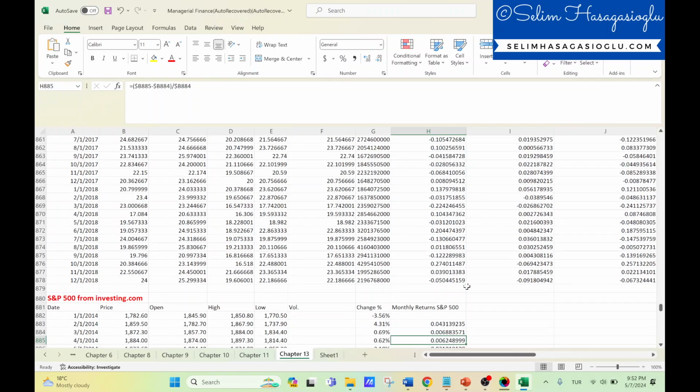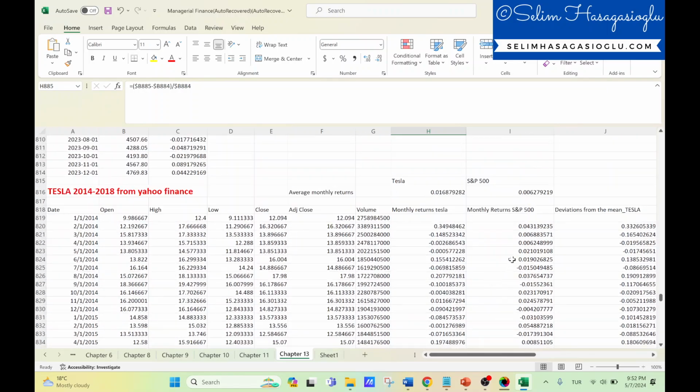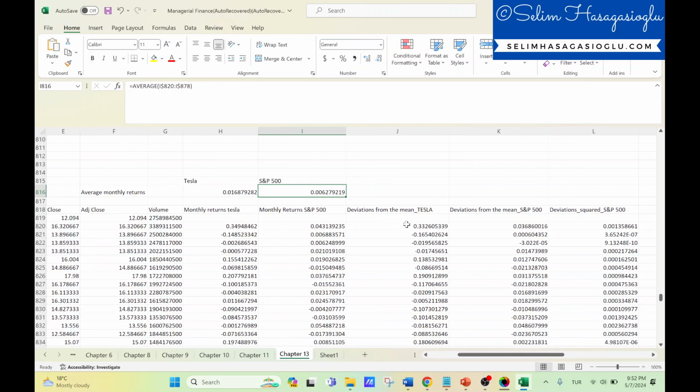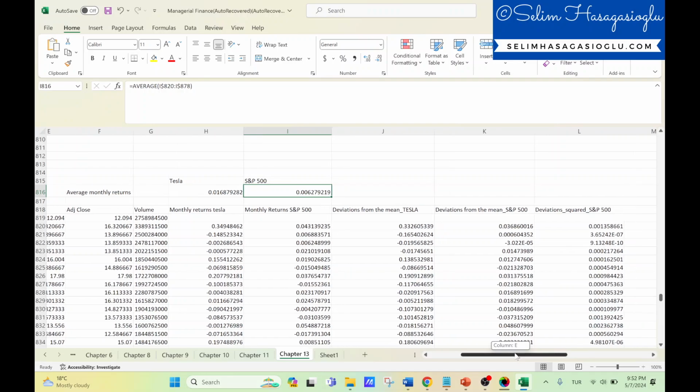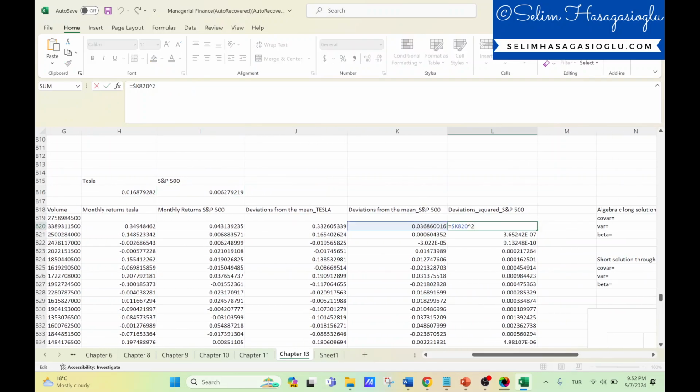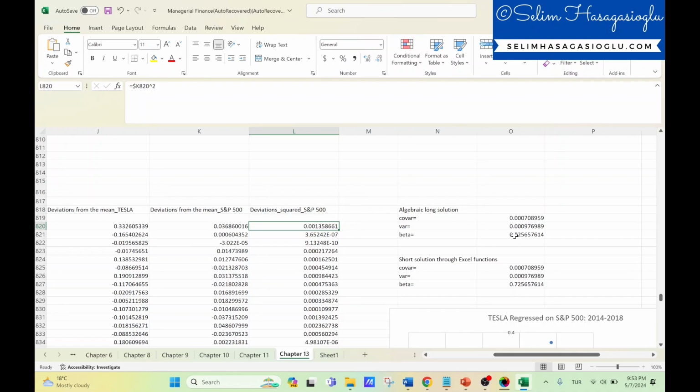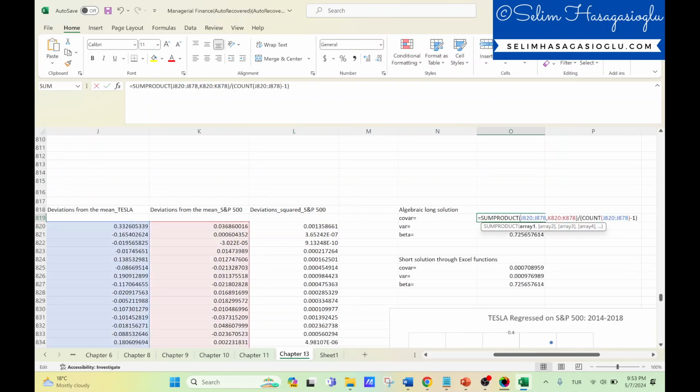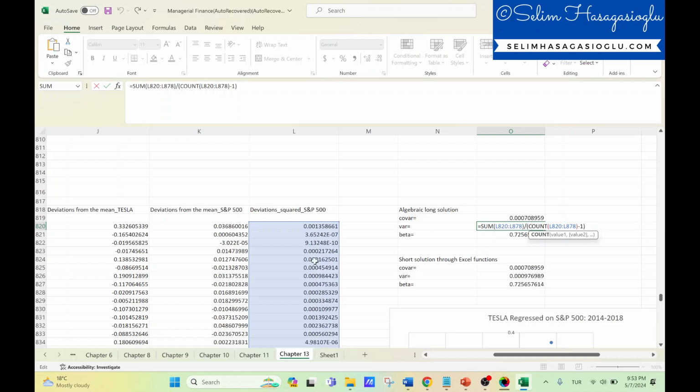And then again, this data will be transferred next to the data on the Tesla returns in here. And of course, calculate the average, calculate the deviations from the mean for Tesla and deviations from the mean for S&P 500, and deviations will be squared in here. And for the algebraic long solution, we have this sum product of these deviation columns divided by the number of observations minus 1, and for the variance, again, average of these deviations squared for the sample, of course.